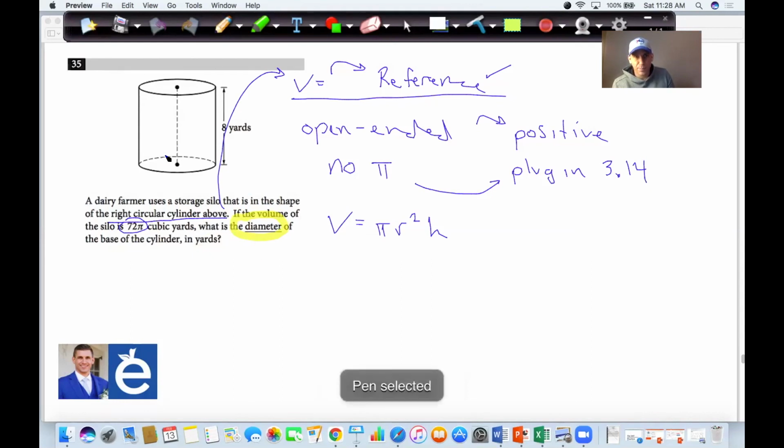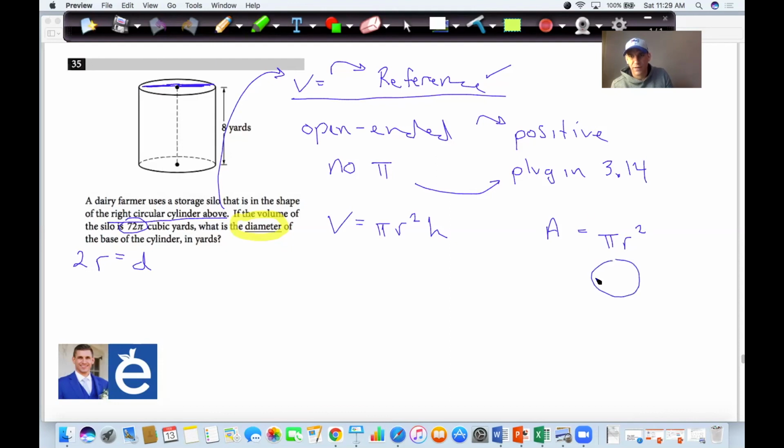So the diameter of the base is really going to be the diameter of the top as well. What you do want to notice is that 2r is actually the diameter, because the diameter is all the way across. Also notice, to not overthink this, pi r squared is the area of a circle like this. If I take that area of a circle and extrapolate it all the way down, with this being my height, that's where I now have a cylinder.